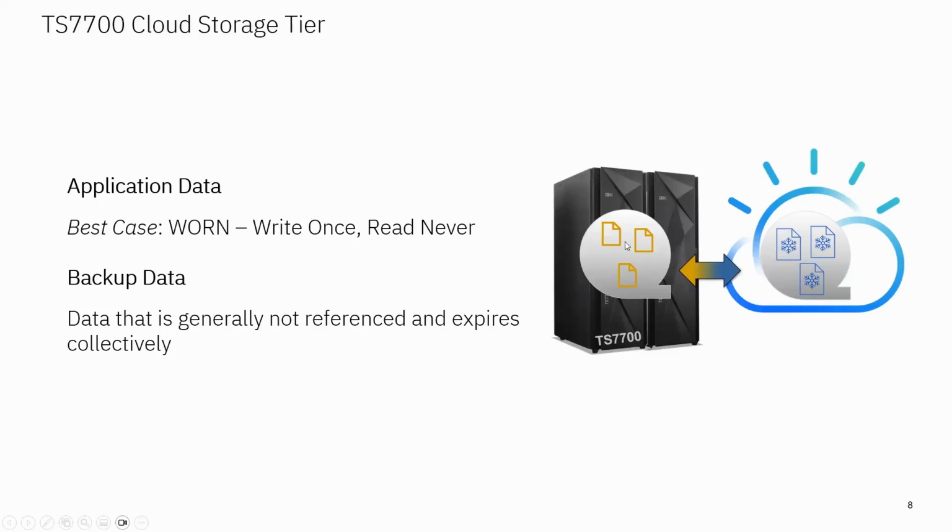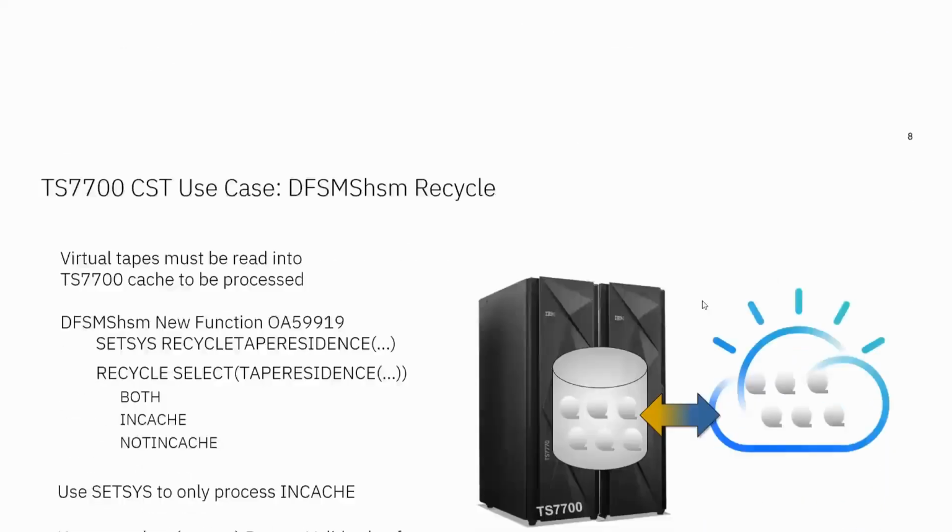Also, any data that you have out here, for example, if you have backup data and you have 1,000 backup data sets on this virtual tape, if you access just one of those, it means it has to stage back in the entire virtual tape just to be able to read that one data set. So backup data is a great use case because in general, it's not referenced and it all expires collectively. So the data will go out to the cloud, and then it will expire out there.